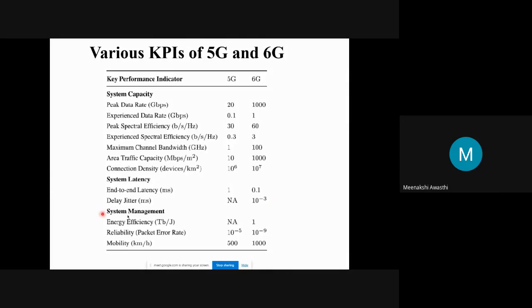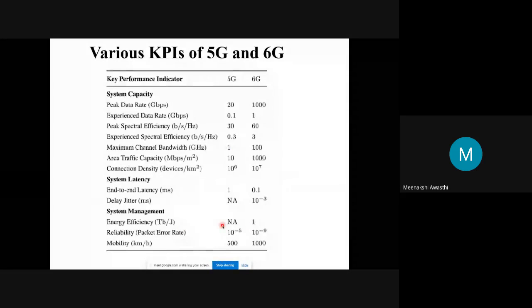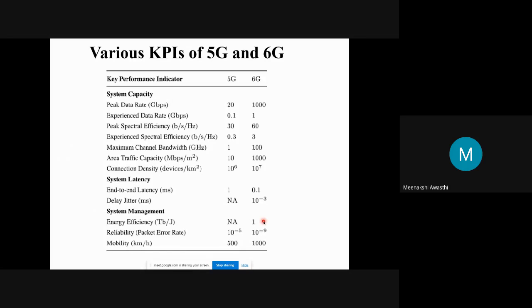Next, move on to the system management part. Here we'll talk about energy efficiency. See the unit here: it is terabits per joule. We are not talking about GB, KB, or MB. We are talking about terabits per joule. It is not applicable in 5G; terabits per joule energy efficiency is not expected in 5G, whereas in 6G it is expected to have 1 terabit per joule energy efficiency.